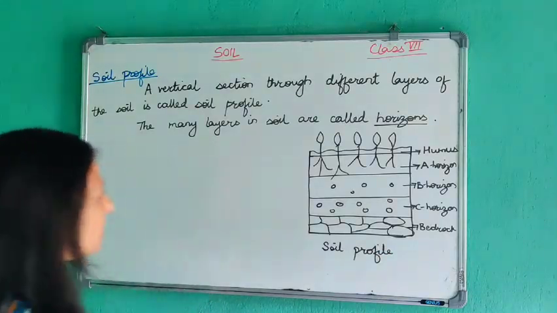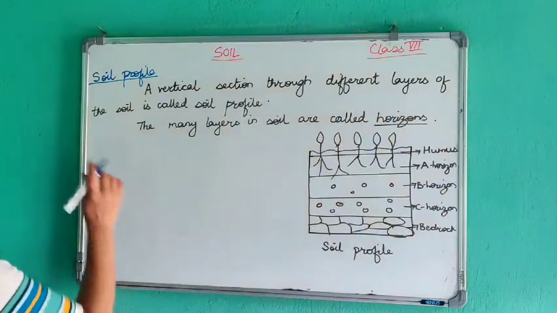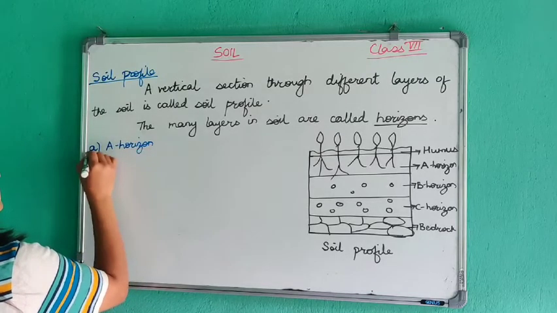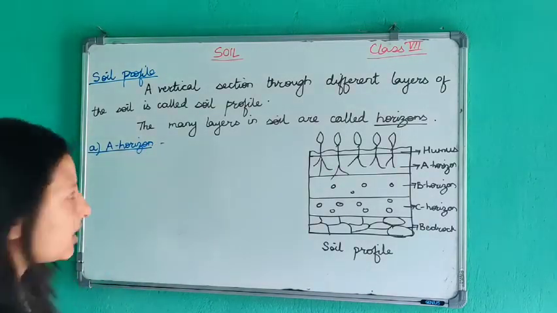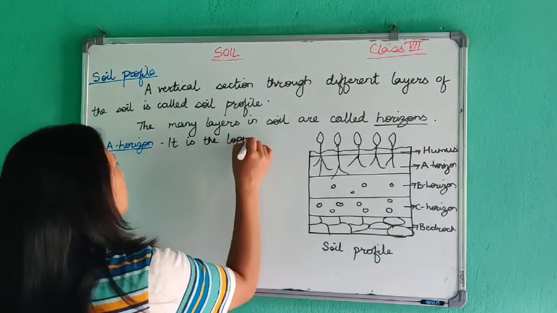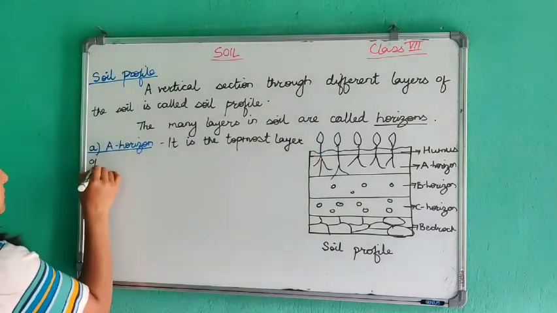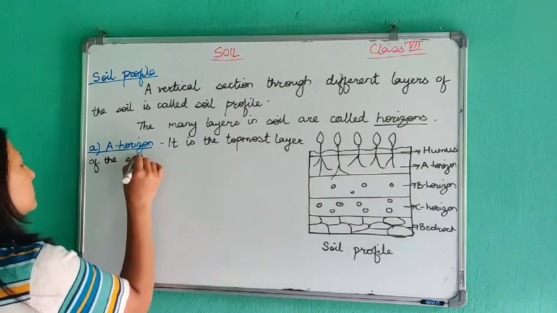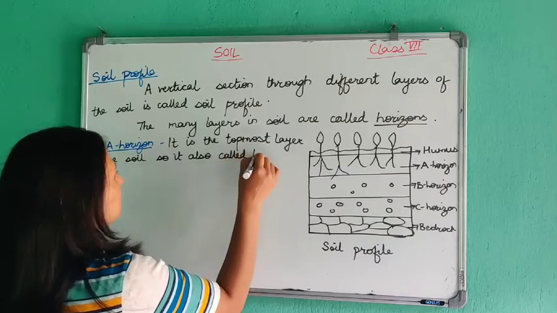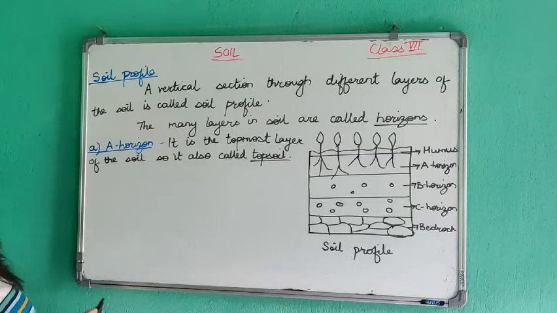So now let us study about the different layers that is present in the soil. Okay, so first layer is known as A horizon. First layer lai chai हामी भन्छौं A horizon. Now A horizon, it is the topmost layer of the soil. So since it is the topmost layer of the soil, so it is also called topsoil. माथिको layer भएको कारणले गर्दा यसलाई topsoil पनि भनिन्छ.